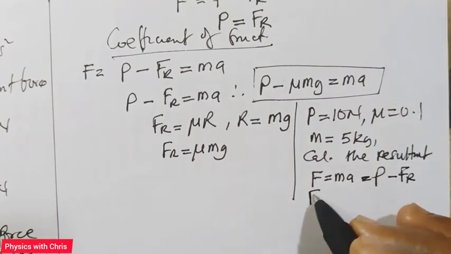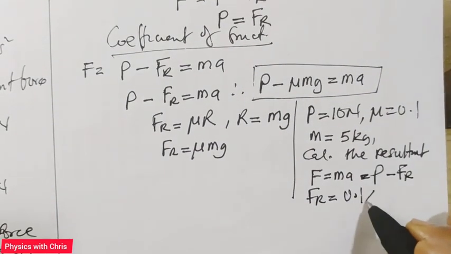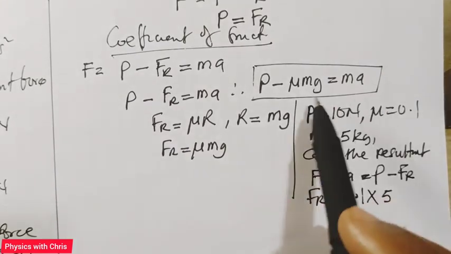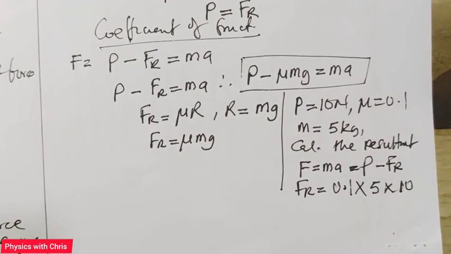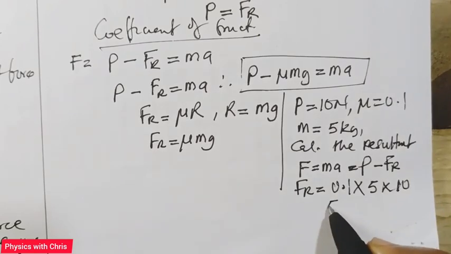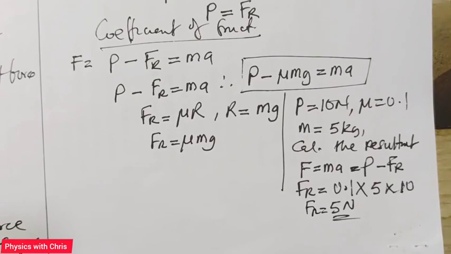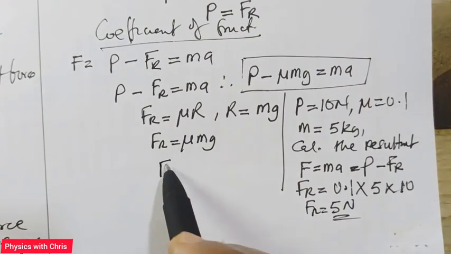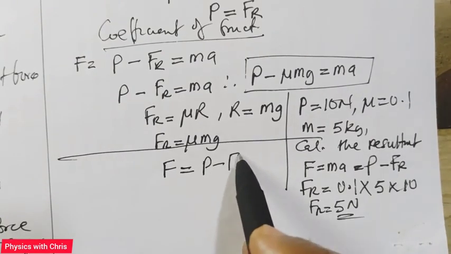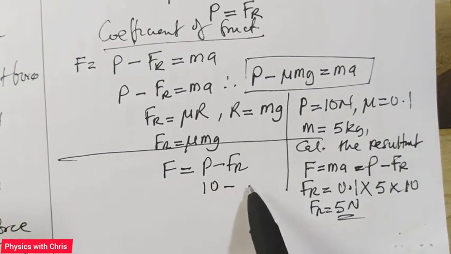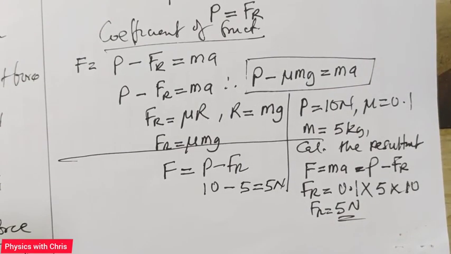We can calculate the frictional force here because we're already given the coefficient of friction, which is 0.1, times the mass of the body, which is 5, times the acceleration due to gravity, which is 10, roughly. That gives you 5 Newton. That is the frictional force acting on the body. So the resultant force F is now P minus Fr. My P is 10 minus 5. That gives me 5 Newton. So the resultant force is 5 Newton.